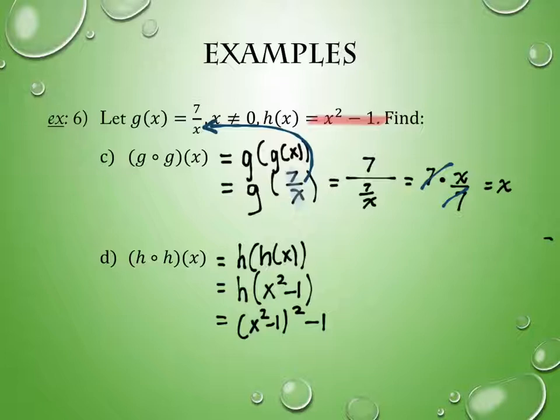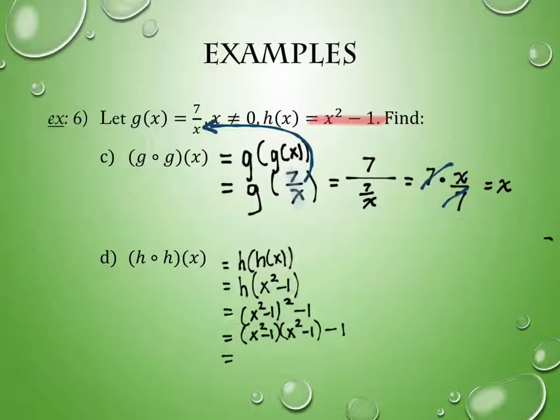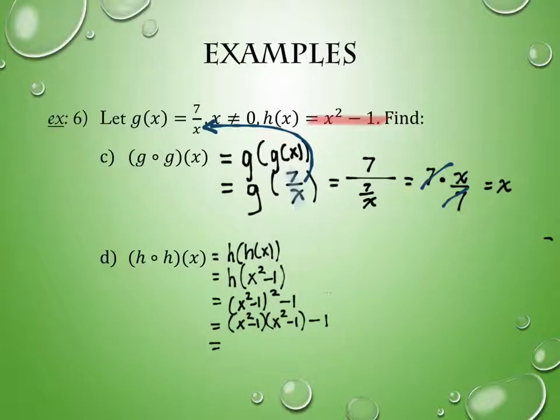So I am embedding a function inside of another function. That's what I'm doing every single time. The order and where it goes change because the x changes its location. For this, we'll simplify out. This would be x squared minus 1 times x squared minus 1. What is x squared minus 1 times x squared minus 1?